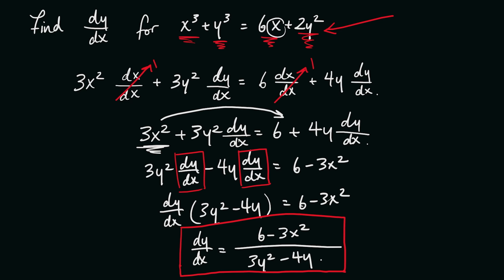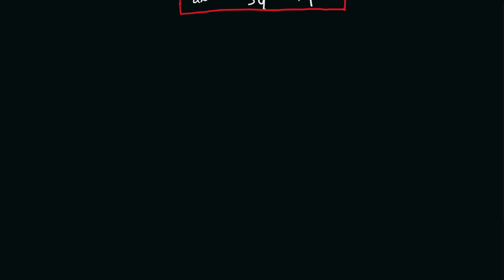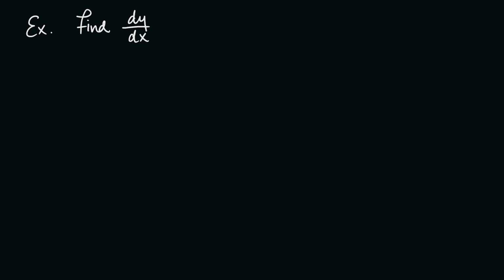We have some more examples that we can do here. So we're going to do this one last example here, and hopefully it's enough so that we all understand and we're on the same page here. So let's try this example here. Find dy over dx for 2y squared equals 4x plus x cubed minus 1900.